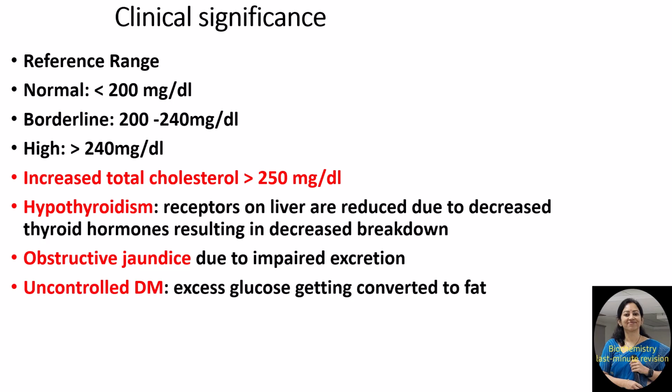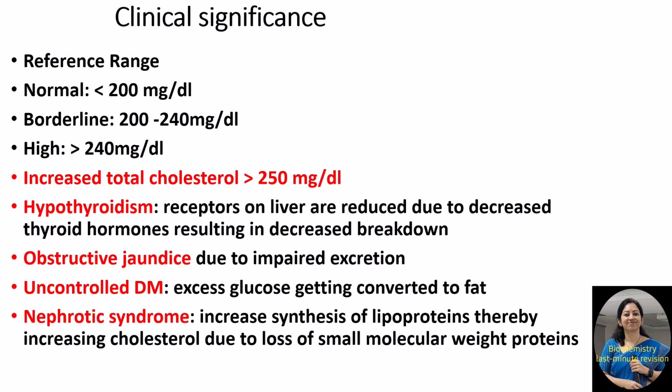Uncontrolled diabetes mellitus, what happens is excess glucose gets converted to fat, and excess glucose can also get converted to cholesterol, so increased cholesterol. Nephrotic syndrome is a condition where there is damage to the renal glomerular basement membrane with loss of low molecular weight proteins. As a compensatory mechanism, there occurs increased synthesis of lipoproteins, especially the LDL, which carries cholesterol. So the cholesterol gets increased in nephrotic syndrome.